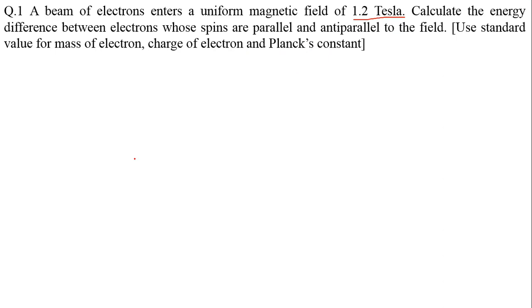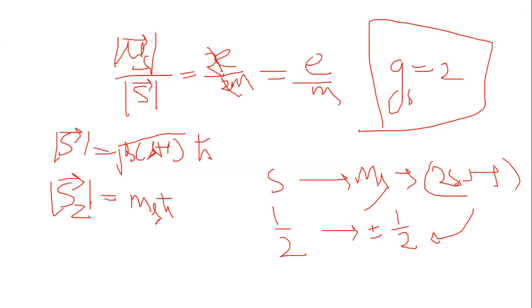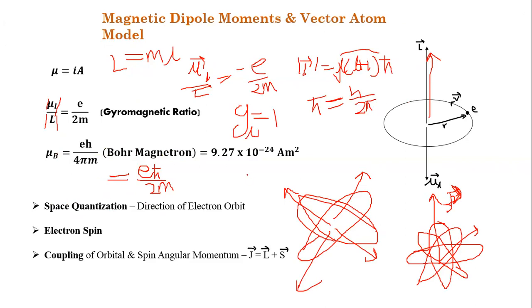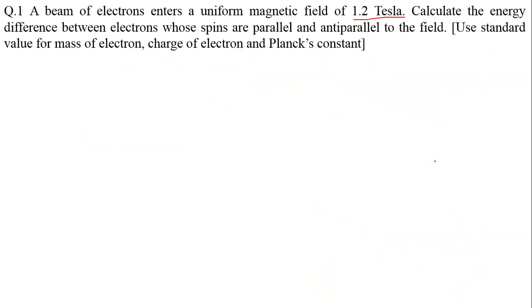So basically, in this question, the beam of electrons is present in a uniform magnetic field. Then we have to calculate the energy difference between the electrons whose spins are parallel and anti-parallel. As we see here, when there is a magnetic field, the orbital will be rotated in different directions. Similarly, in the presence of the magnetic field, the spin motion is also affected, and due to the interaction between the magnetic field and the spin magnetic dipole moment, it results in a change in energy, and that energy we need to calculate.